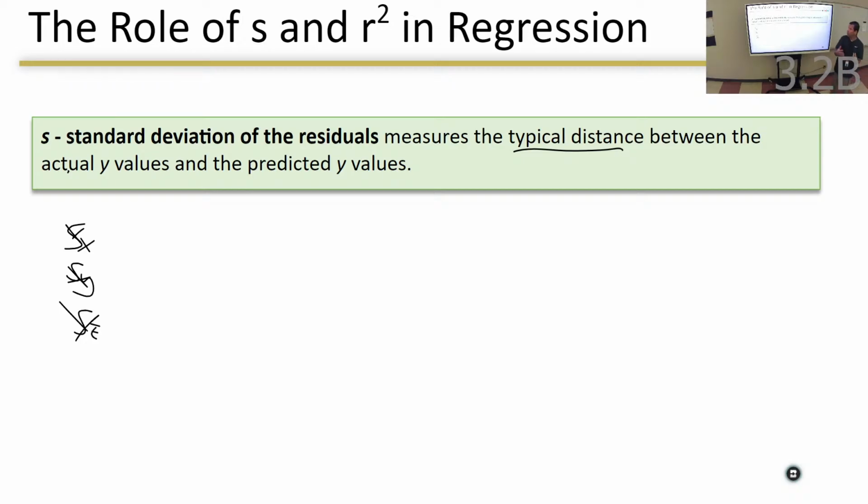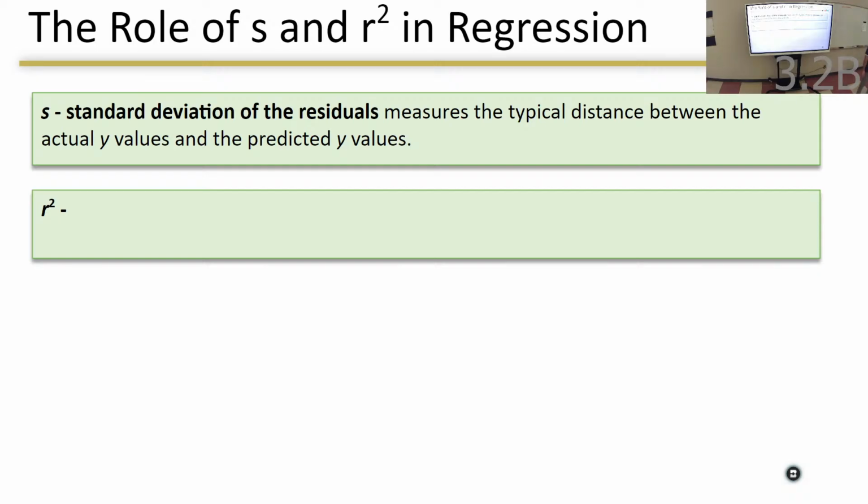So a common sense question would be, do we want S to be small or large? We want it to be small. Because if it's small, that means we're predicting somewhat accurately. Okay? So S. Good? That's not bad. And now R squared.